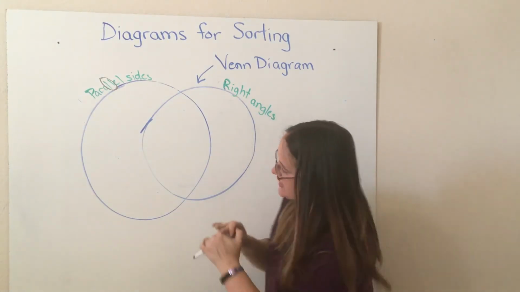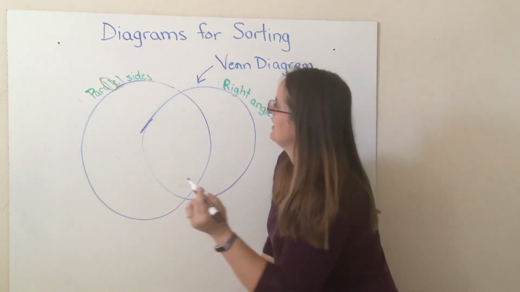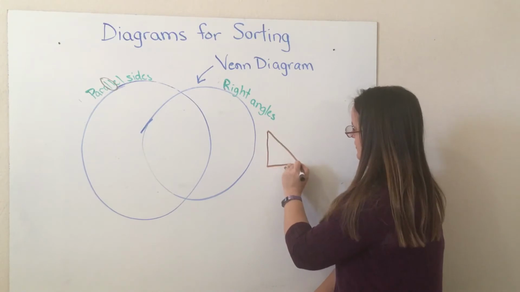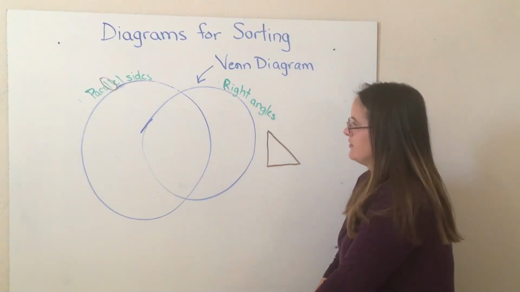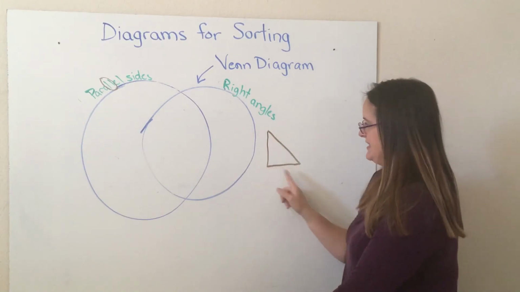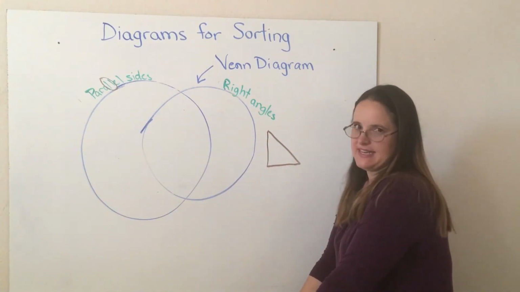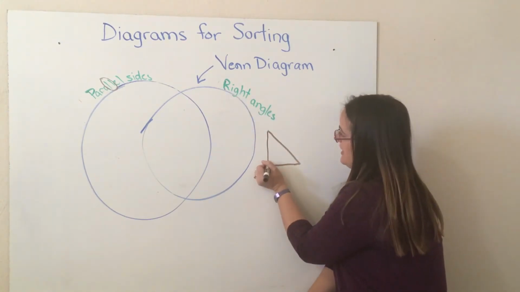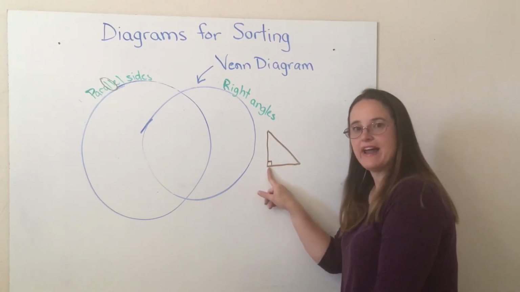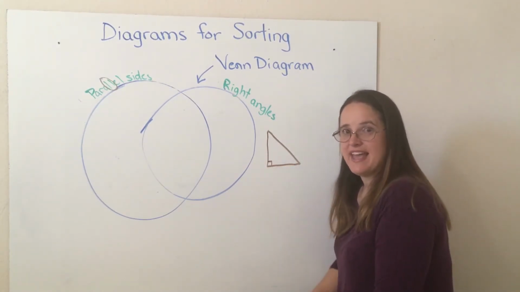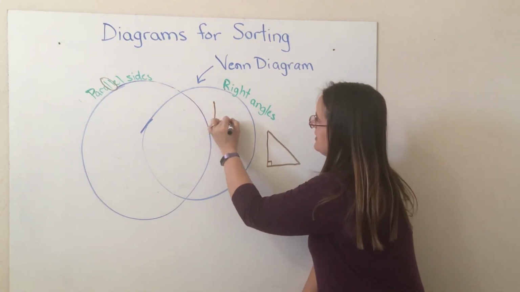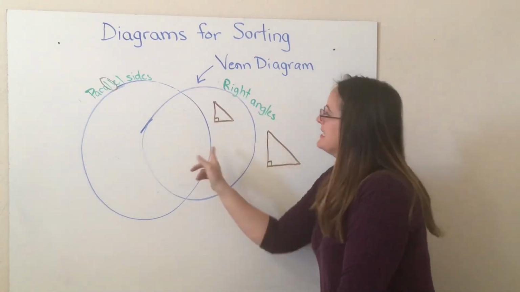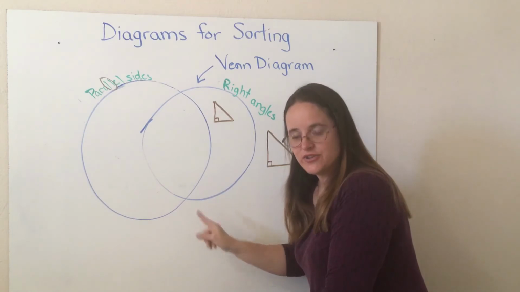So our first shape, let's do it over here. Our first shape is going to be this triangle. Where should this triangle go? Does it have any parallel sides? No, it does not. Does it have any right angles? Right here in this corner, I can make a square out of that corner. That is a right angle. So this shape is going to go on this side of the Venn diagram because it fits in the right angle circle, but it does not fit in the parallel side circle.